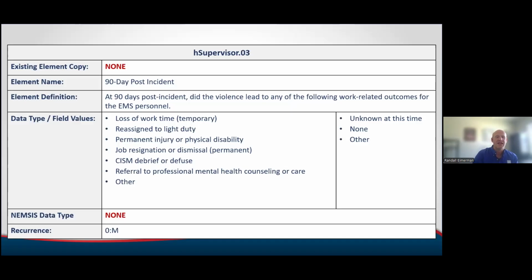Next data element here is HSupervisor.03. Once again, no existing NEMSIS element to copy from. The element name is a 90-day post-incident. At 90 days post-incident, did the violence lead to any of the following work-related outcomes for the EMS personnel? The NEMSIS data type is none, with a recurrence of 0 to many.